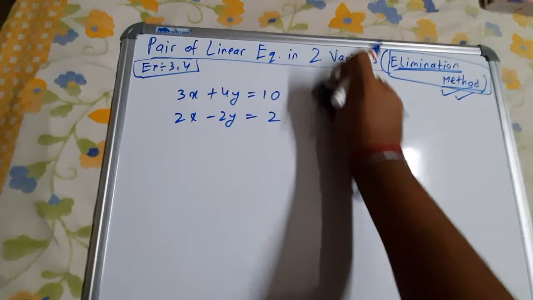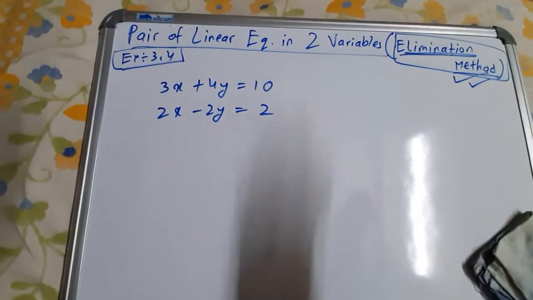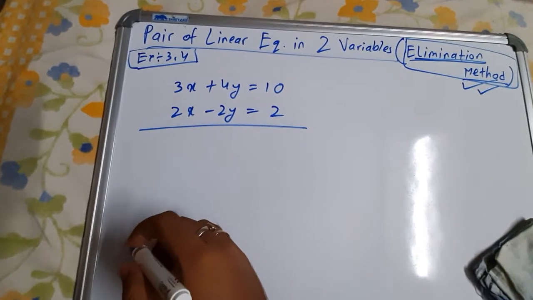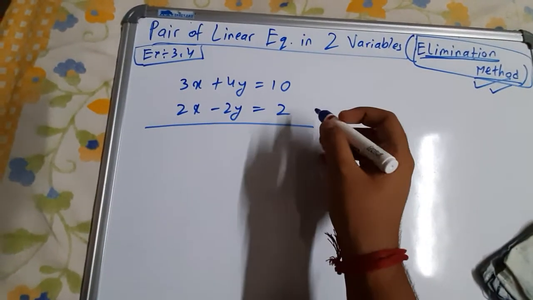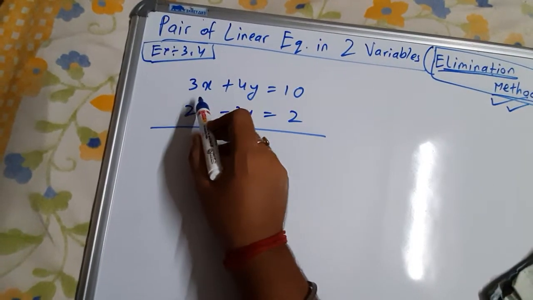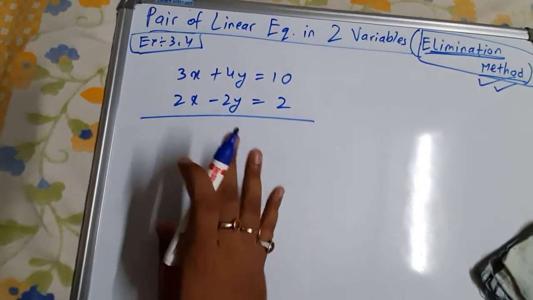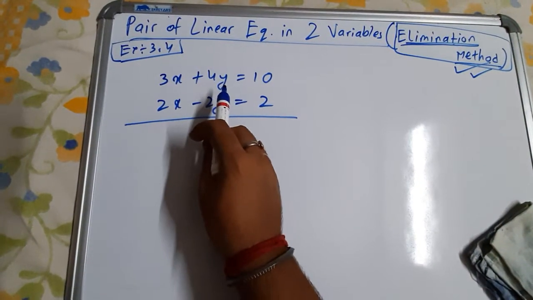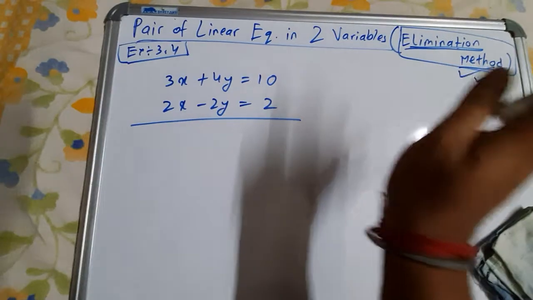Okay, first what we will do, we will take these two equations like that, and we will draw a line like that. Now, I have to eliminate either x or y. Understood? The meaning of the elimination method is that I have to eliminate either x or y. Now which one is easier, it's up to you.